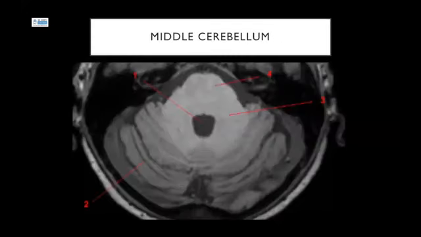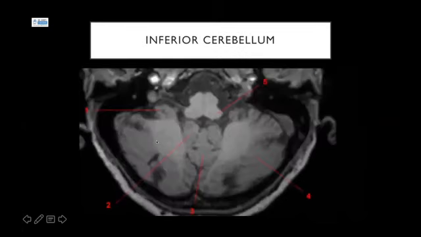So we've come slightly more inferior, and now we can appreciate the middle cerebellar peduncles, which connect the pons to the cerebellum. And again, as I said, we can visualize the fourth ventricle here. And now we're starting to appreciate the left and right cerebellar hemispheres. And now we're at the level of the medulla oblongata here. We can appreciate the flocculus, which is this number 1. These are the cerebellar tonsils. This is the vermis centrally. And then we have the cerebellar hemispheres.